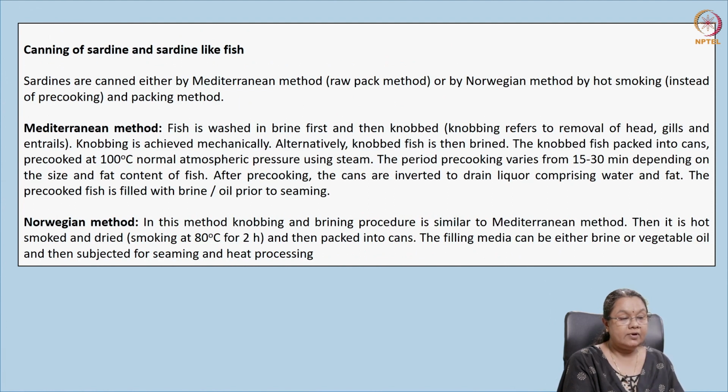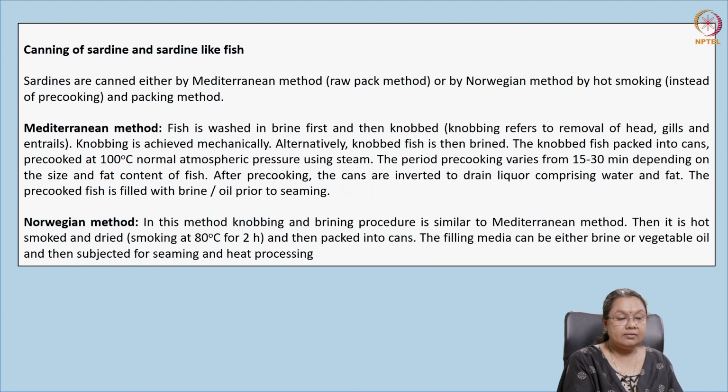Now, canning of sardine or sardine-like fish is either done by the Mediterranean method, that is the raw pack method, or the Norwegian method, that is the hot smoking method. So these two methods can be done. In the Mediterranean method, the fish is washed first in the brine. It is knobbed. Knobbing is the procedure where we remove the head and the gut content. Usually in the Mediterranean method, it is achieved mechanically, and after knobbing, again it is brined.